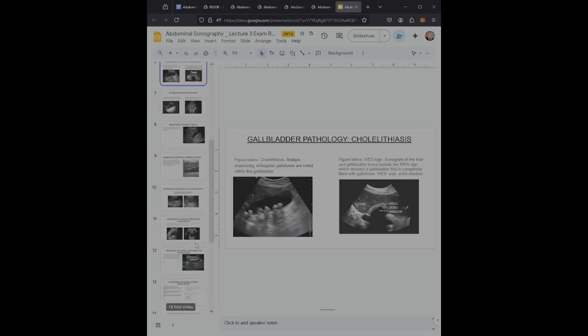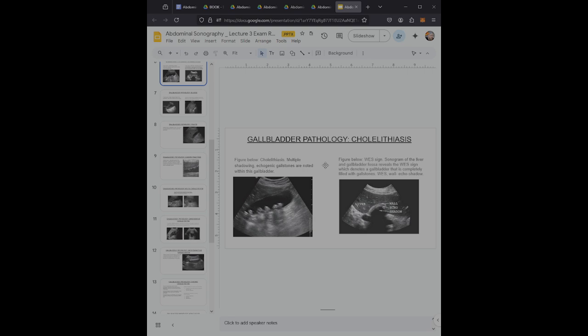So we can go over certain pathologies of the gallbladder. First on our list is cholelithiasis. These are biliary stones that form within the gallbladder, and they're usually composed of cholesterol, calcium carbonate, or calcium bilirubinate. Gallstones are commonly seen in female patients.